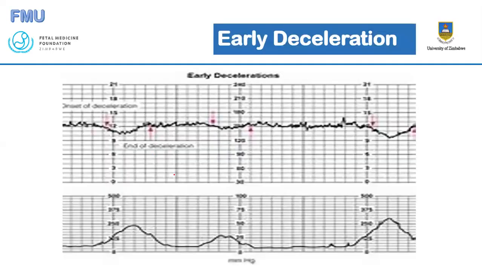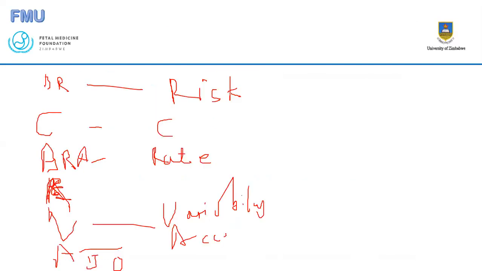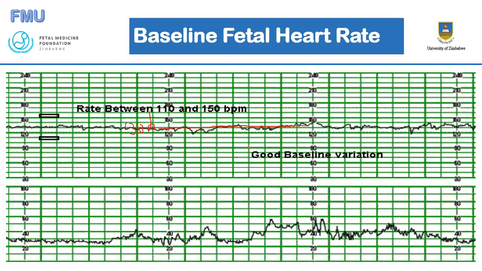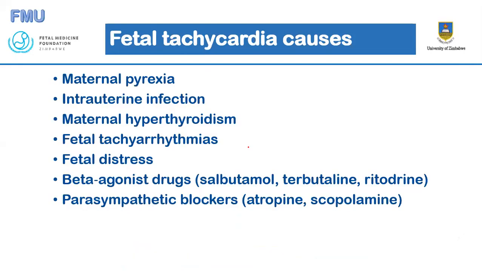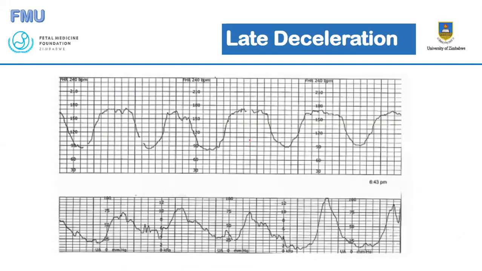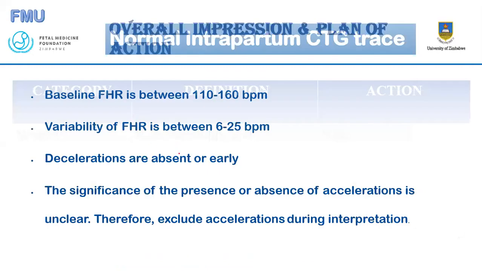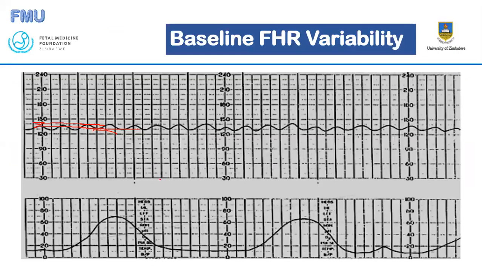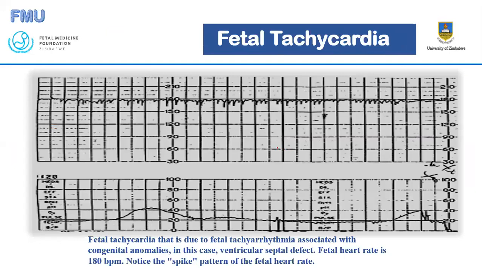Let's go back to the A, which means accelerations. Accelerations are increases in the fetal heart rate. These are increases in the fetal heart rate of more than 15 beats for more than 15 seconds. So let me see on my charts here if I have an acceleration. I think there's one which I saw. Let's see. Probably let's take this one here.